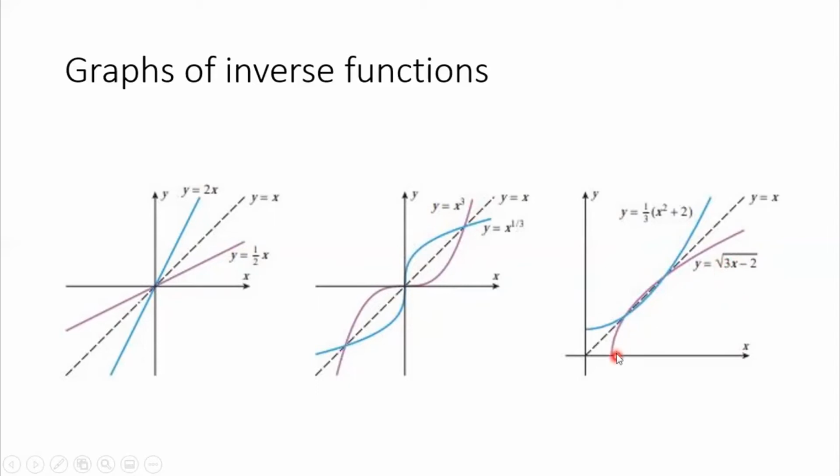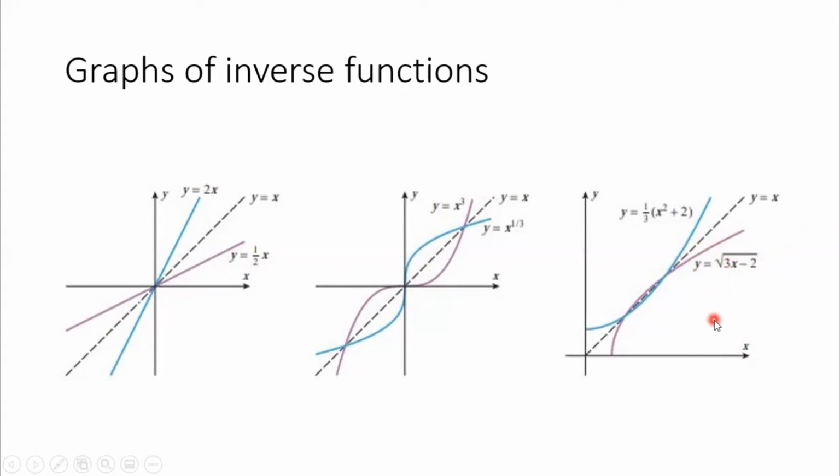Then you can come up with a graph like this. So this is the graph of y is equal to square root of 3x minus 2. Okay? Then after that, sketch the graph also of the inverse function. Or if you want to know what its inverse is, then you solve it.